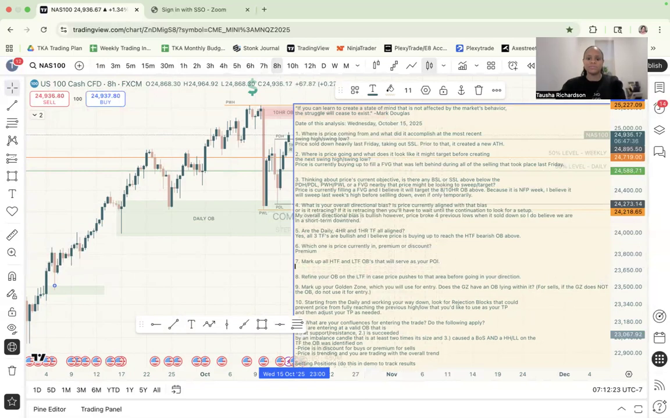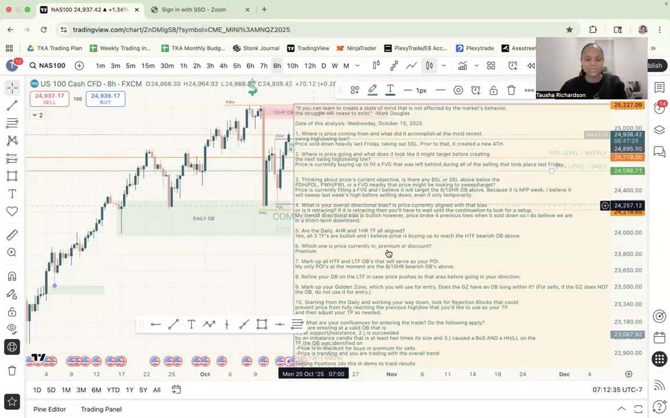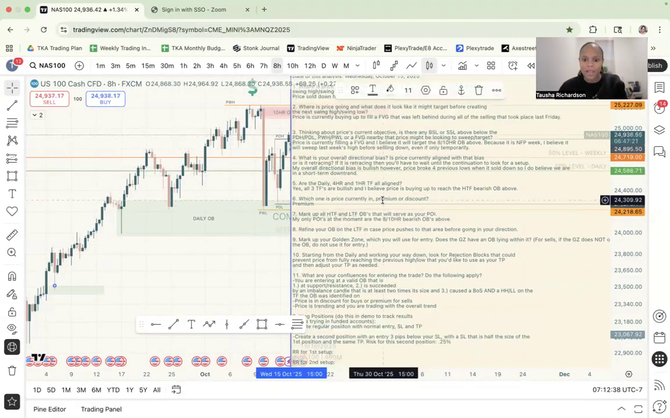Okay, so all right, my only POI at the moment is the 8 hour bearish OB. That's it. It's the only place I'm interested in taking a trade from. Refine your order block on the lower time frame. I couldn't refine it beyond 8 hours, so I'll just leave it there.